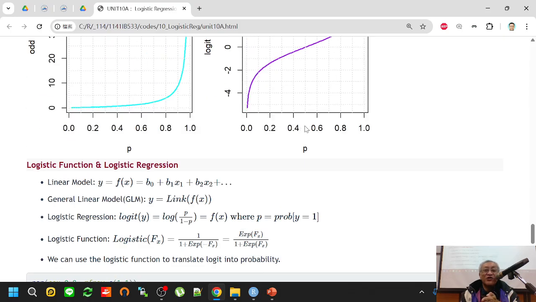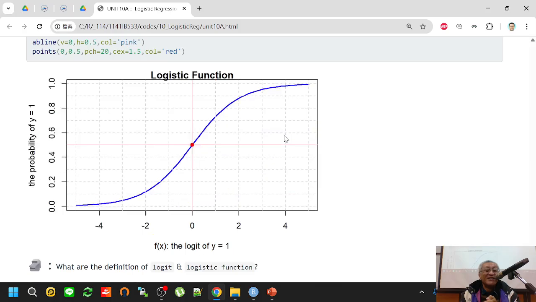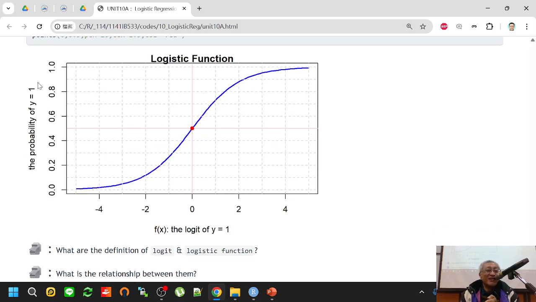It's the inverse function of this one, right? So here is the logit, and here is the probability. And here is the linear combination, and here is the probability. So given x1 and x2, and given the coefficients, you can calculate the logit of y equal to 1, which is here. And then with this logistic function, you can convert the logit back to the probability, which is what we really want.